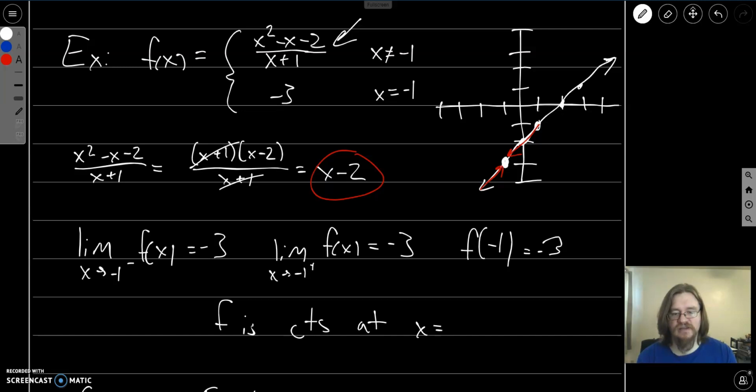at x equals -1. So even though we look at this function and we go, oh, we can't plug -1 into this function, it's still continuous there, simply because the gap is filled in by the next part of the piecewise function. So we do have to be a little bit careful.